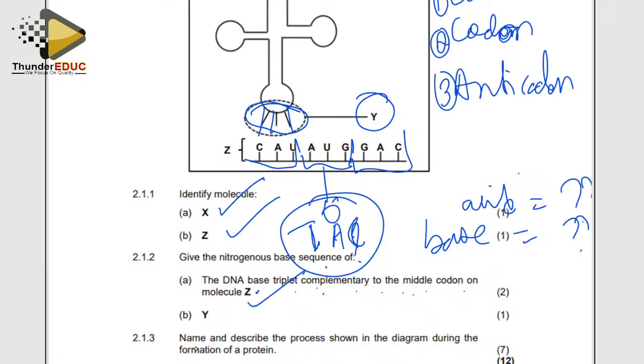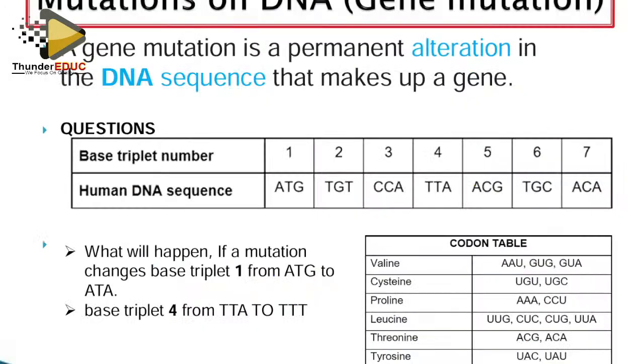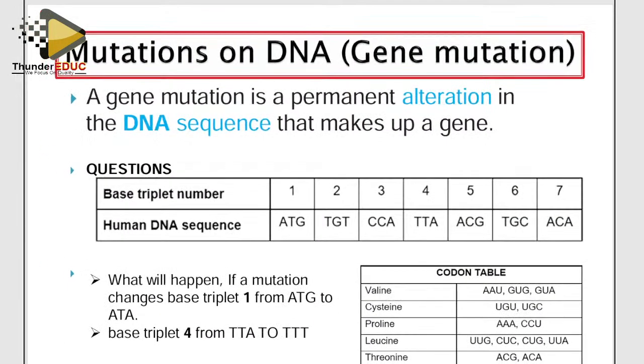Okay, we're done with that. Describe and name the process that occurs in the diagram above. So here we are talking about translation. So you describe translation. I think I'm done with that. Let's go to the most difficult part.